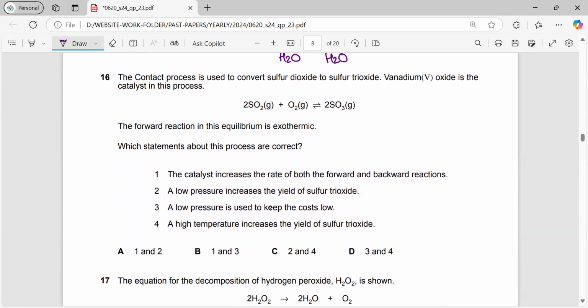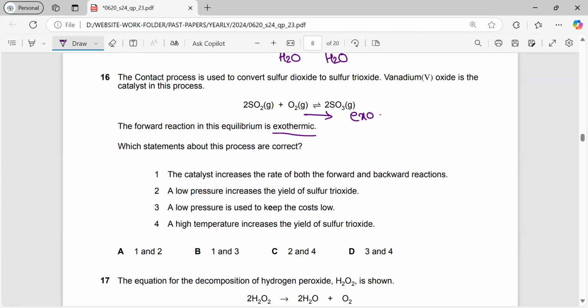Next question. The contact process is used to convert sulfur dioxide to sulfur trioxide. Vanadium oxide is a catalyst in this process. The forward reaction in this equilibrium is exothermic. Which statements about this process are correct? Now, this is a reversible reaction which is in equilibrium. They are saying that the forward reaction is exothermic. Which statements about this process are correct?